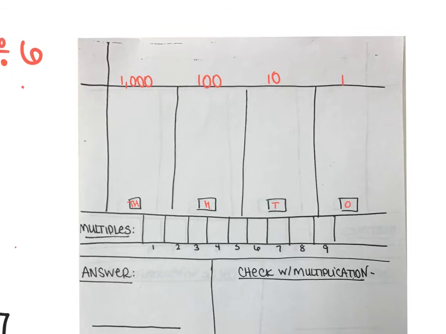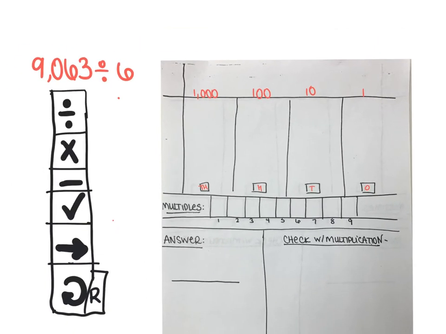Okay, I also need to make sure that I write in the problem. So I'm going to go ahead and put the problem here. So that's 9,063, which goes in our first box, and then we're dividing it by 6.